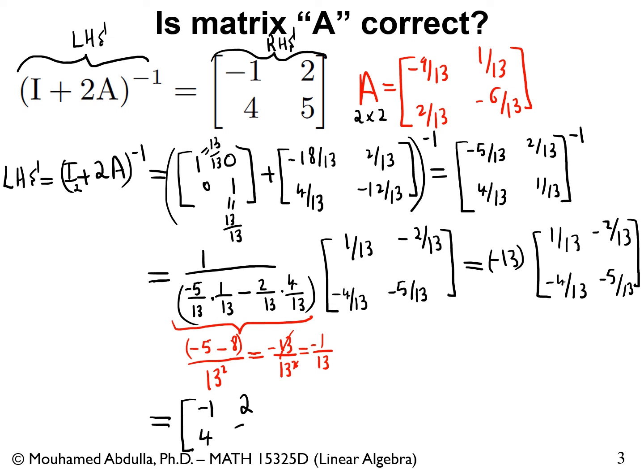And if you notice, this is exactly what we have on the right-hand side here: minus 1, a 2, a 4, and a 5. Therefore, this is a justification that our analysis is indeed correct, and the result that we got is indeed correct. This is the proof for it here.